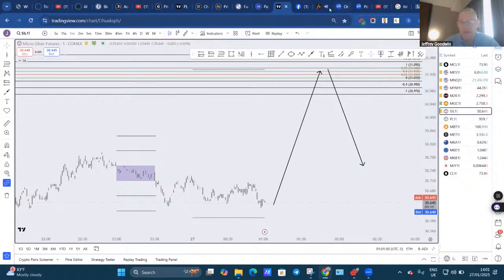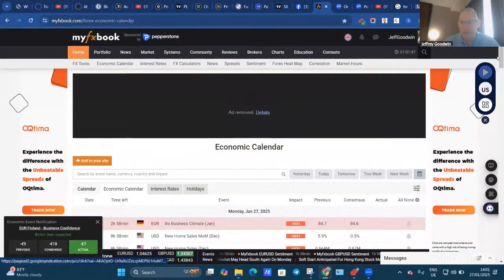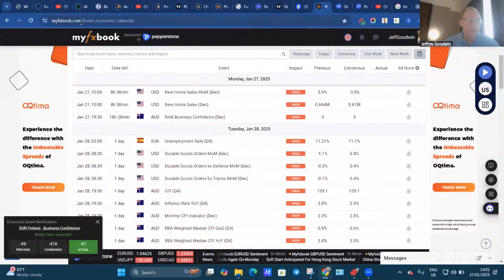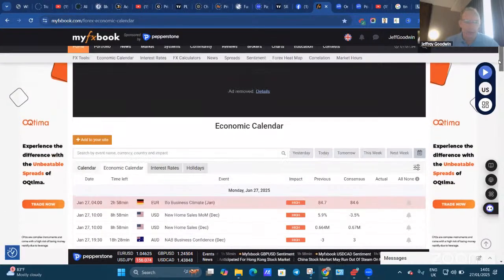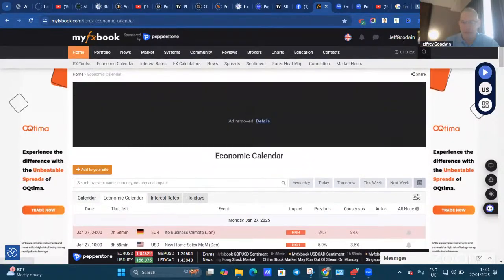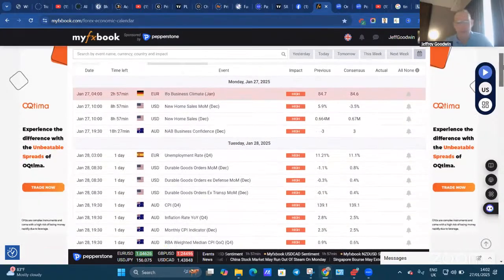Now let's look at the news. So that's the news event. I'm on myfxbook.com, and I went to the economic calendar, and I've set mine up. That's me up there, ladies and gentlemen, Jeff Goodwin. Set mine up in such a way that it only shows me high impact news. And you see here, we've got some news in 3 hours' time from now, and then 8 hours and 18 hours.